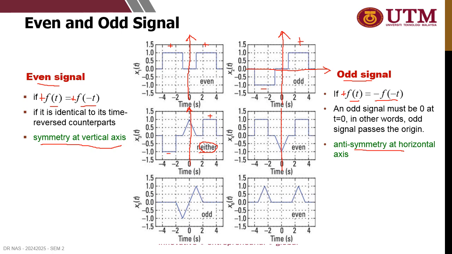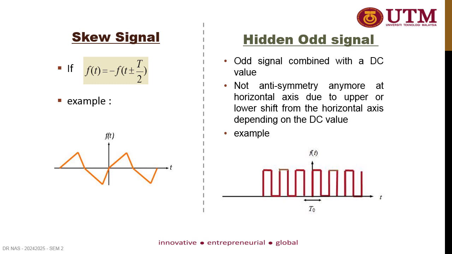And please compare the rest of the two figures at the bottom. Next is the skew signal. For the skew signal, you can look at the shape here. It is given by this equation. And the hidden odd signal: an odd signal combined with a DC value becomes a hidden odd signal.